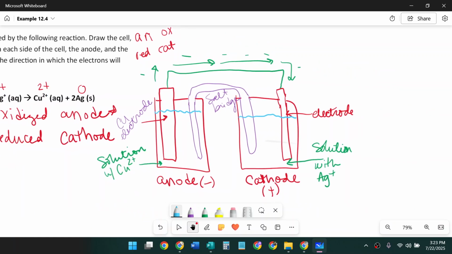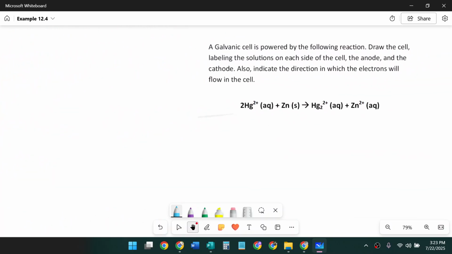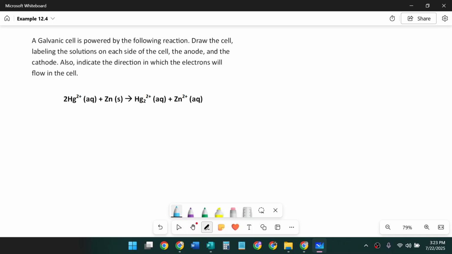All right, let's look at our second one. Oh, wow, it's way over here. Okay. A galvanic cell is powered by the following reaction. Draw the cell, labeling, and so on. Same thing. Okay, so let's start by labeling this, and then we'll draw the cell and label all the pieces it wants us to label. So let's look at our pieces real quick.